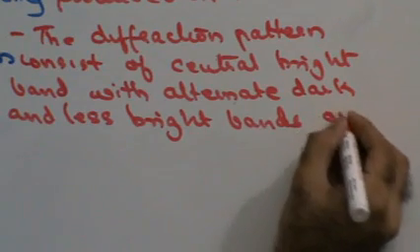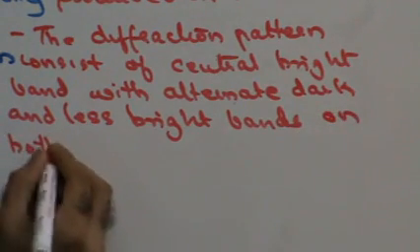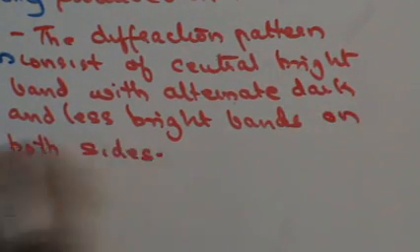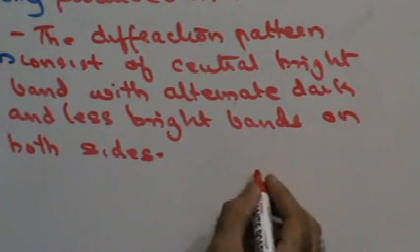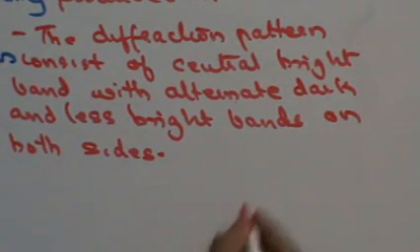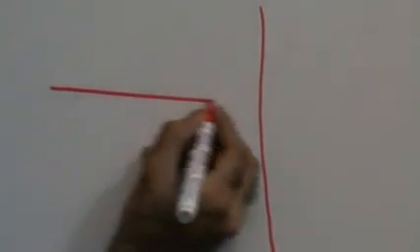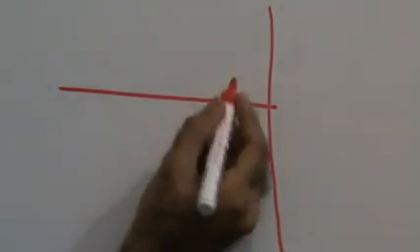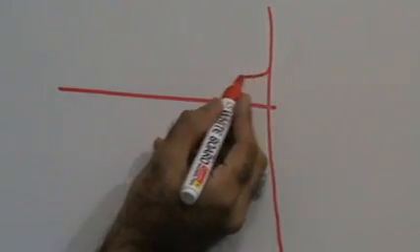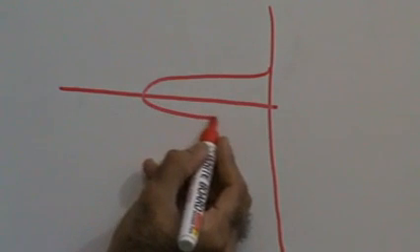On both sides. Right? See, if this is the screen, I can show you this with the help of a figure. If this is the screen, this is the central line. This will have maximum intensity. This will be the intensity at this point.